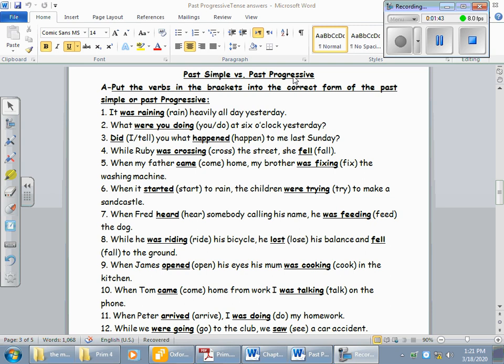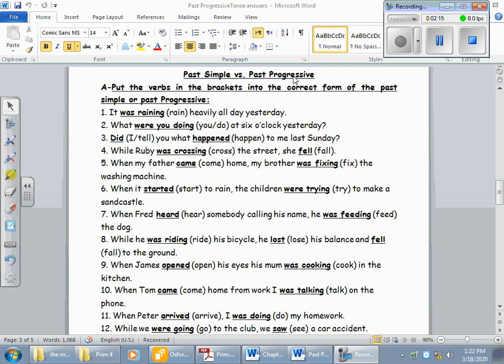From the keywords of the past progressive tense, we have the word all, like all day, all night, all morning, all evening, all week. Okay, we have the phrase at 8 o'clock. For example, yesterday at 8 o'clock, last week on Sunday. It's a specified time. Okay, and we have the two important keywords, which are while and when.